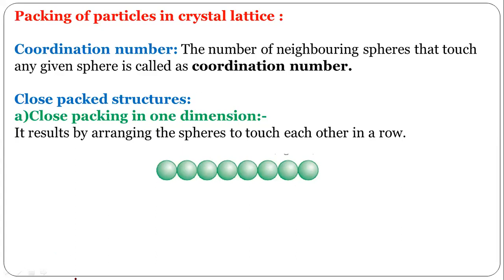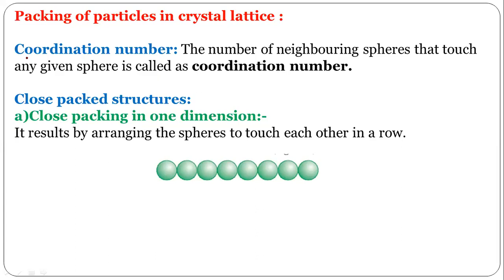Before this packing of the particles, you have to understand what is meant by coordination number, because this is asked in the examination. Define coordination number. This coordination number is different in that chapter, coordination chemistry. That definition is different here in solid state. The definition of coordination number is different.